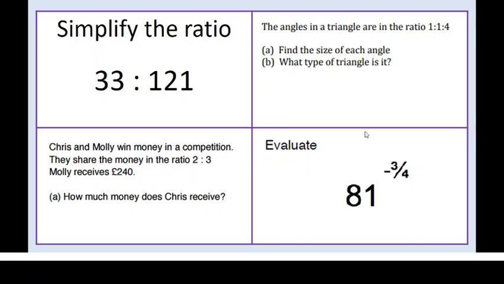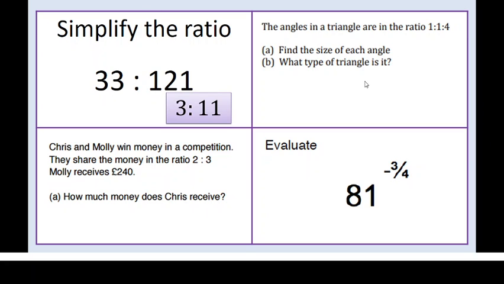Okay, excellent, well done for having a go at that. Let's have a little look at the answers then. So the first one, you were simplifying the ratio, so you just need to make sure that you divide both sides by the same amount. So think about what times tables they're in really. It's a bit like simplifying fractions. In this case, you can divide them both by 11 to leave you with a ratio of 3 to 11. Just remember the numbers in a simplified ratio should be whole numbers, just like when you've got fractions.